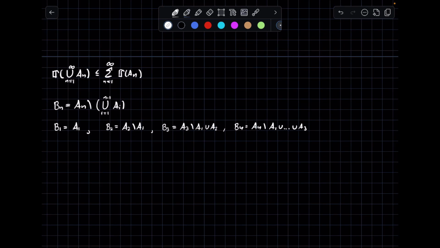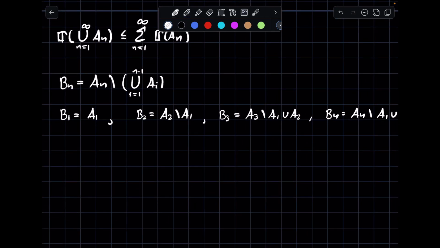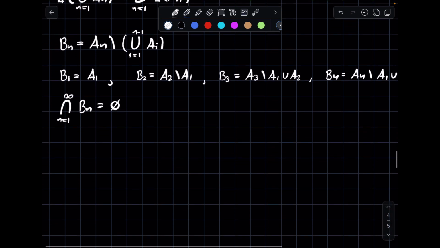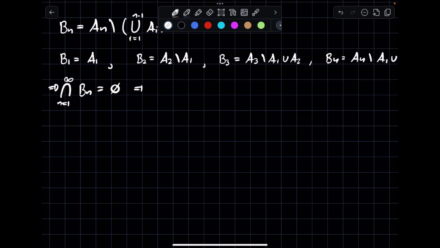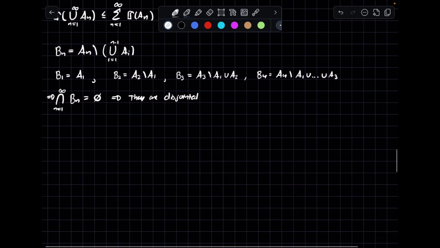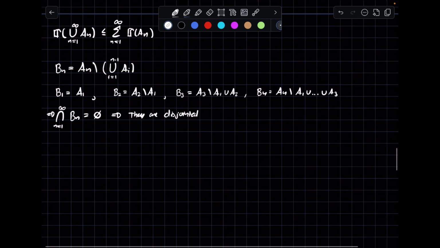This will allow for the intersection of these B's to be 0. So if we take the intersection of B of n, sorry, it is going to be equal to the empty set, because there are no intersections, meaning they are disjoint. I don't know what's the proper term for that. So that's pretty much it. That's the first step we have to take for this to work.